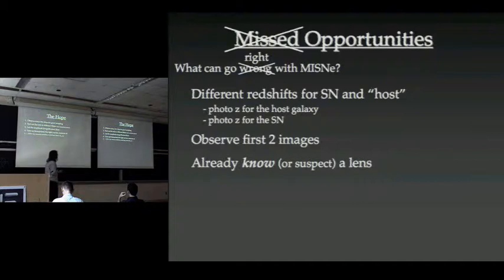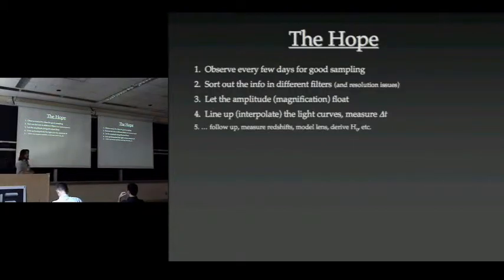So here's the hope for what you can do. Observe every few days and get good time sampling. Then sort out the info between the different filters and the resolution effects. Let the amplitude float, because the different images are magnified to different degrees, and then try to line up or interpolate the light curves to get a good measurement of delta t.